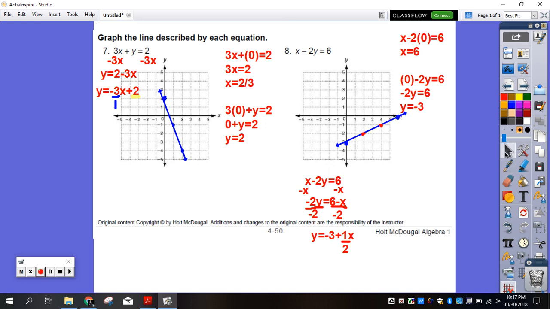So that's the way you would graph a linear equation if they gave you a form that wasn't already slope-intercept form. You may have to find slope-intercept form, or you can just use the intercepts. It's your choice.